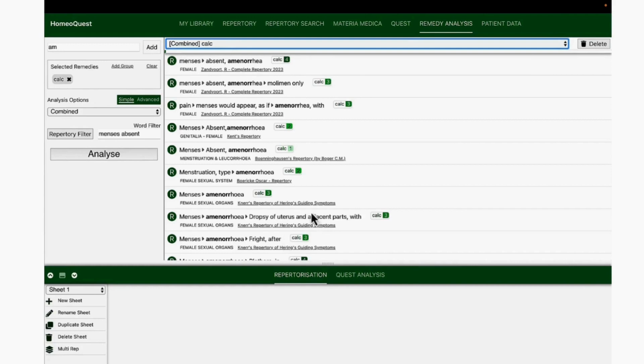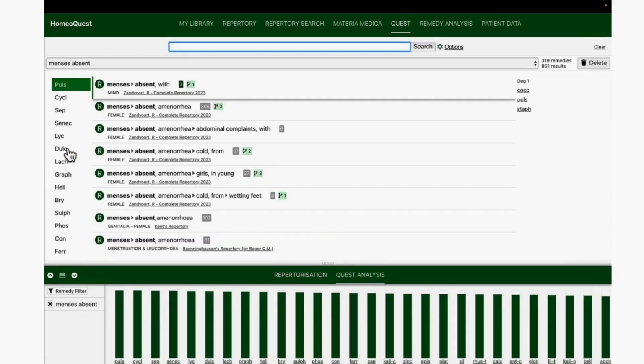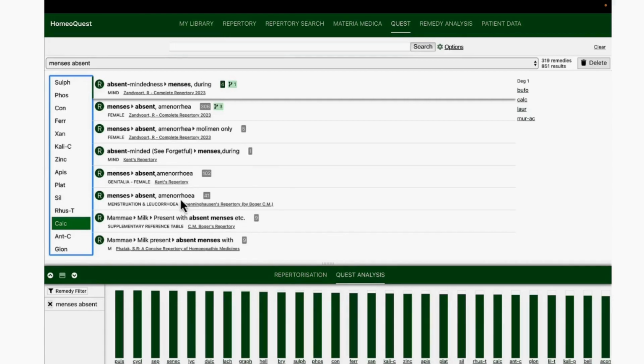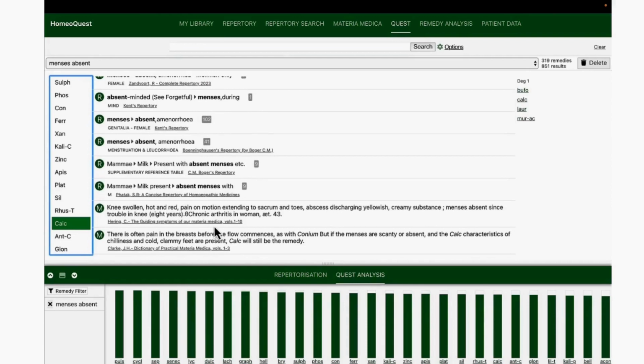And if we go and look at Calc Carb for mens is absent in Quest. Now, Quest is a search from all the Medica as well as the repertories. So if you put in mens is absent in Quest, these are the top remedies for mens is absent. Now we'll find Calc Carb here. There it is. So you will see all the repertory data, but what we are going to also look for is the Medica data. And this is important because this information is not yet in the repertories, right?